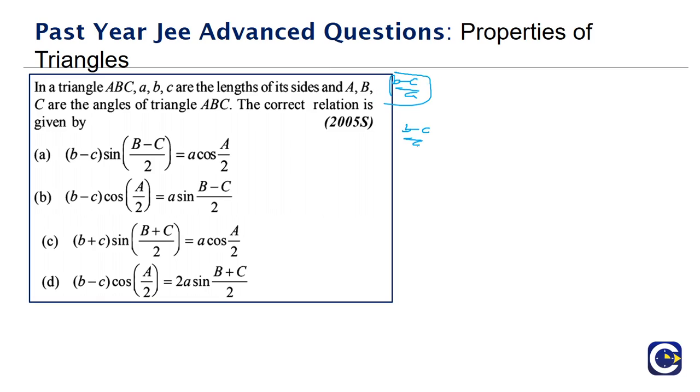So if I consider (b minus c) by a and I'm applying the sine rule. What is the sine rule? a by sin A is equal to b by sin B is equal to c by sin C. Now I'll substitute the sine rule formula here. What I'll get? 2R sin B, so all the 2R's will be cancelling out. So what I'll get? (sin B minus sin C) divided by sin A.